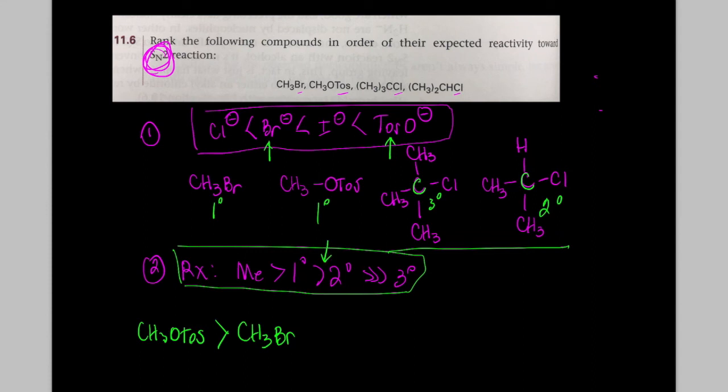So remember again, secondary alkyl halides react better. And finally, the loser here is that tertiary alkyl halide. And this is the trend that you would expect for an SN2 reaction dominated by sterics.